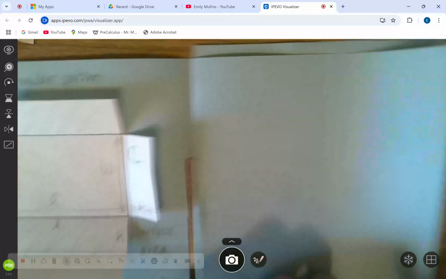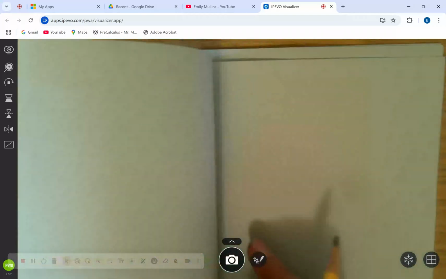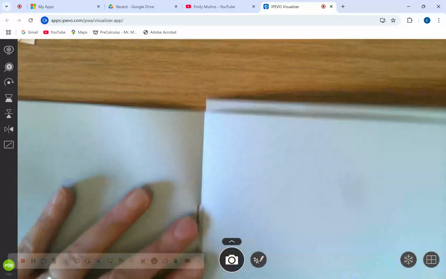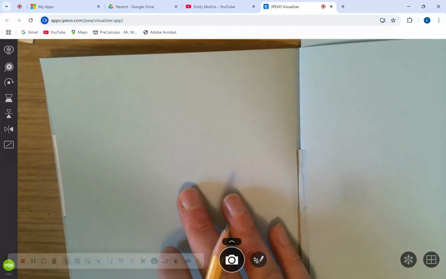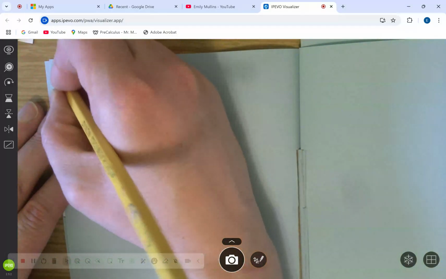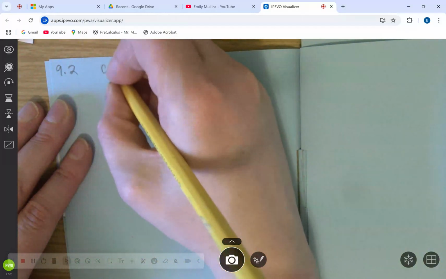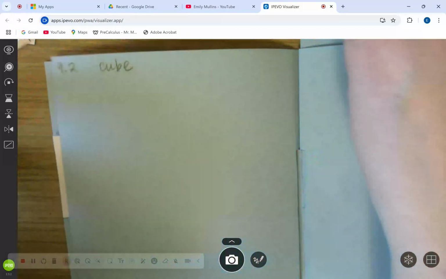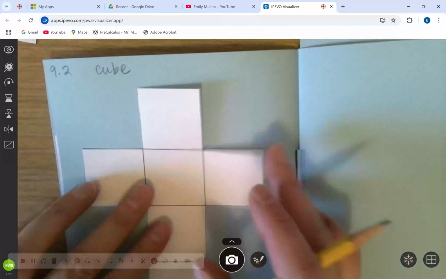So I'm not going to put anything here. And then I'm going to turn my page. And then the next thing I'm going to do is look at the surface area of a cube. And this is still 9-2. So 9-2 is going to be cube, and we're going to do surface area again.